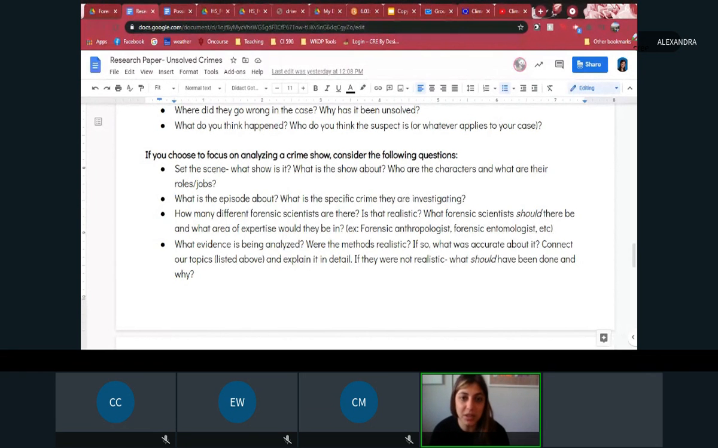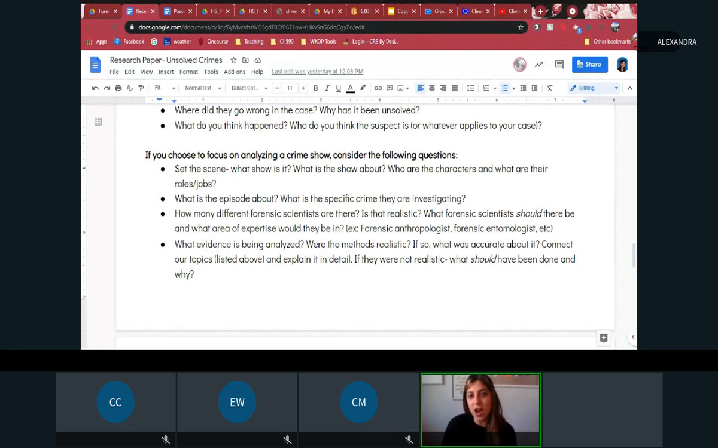So you're going to tell me what the show is, the premise of the show, and then you're going to explain the characters. Then you're going to specifically talk about the episode. So remember that specific crime that you're going to be analyzing. So what's the episode about? What is the crime that they're investigating? Then you're going to start to analyze the people. How many different forensic scientists are there? Is it realistic? What forensic scientists should be there, and what area of expertise should they be in?